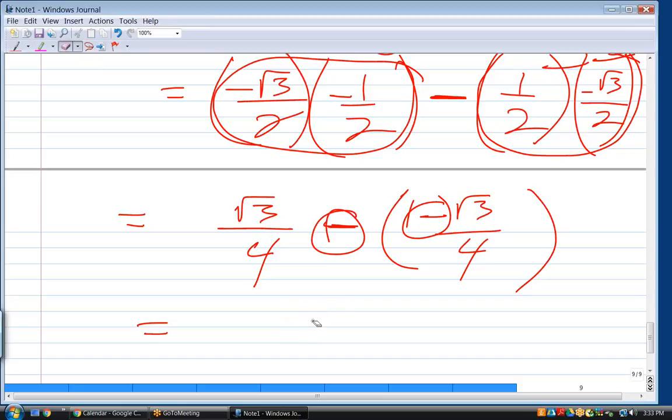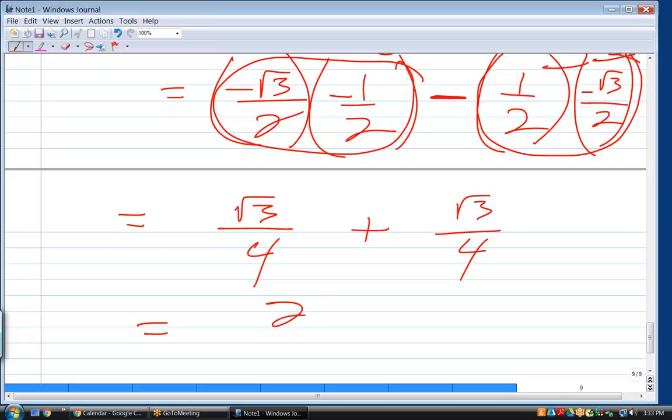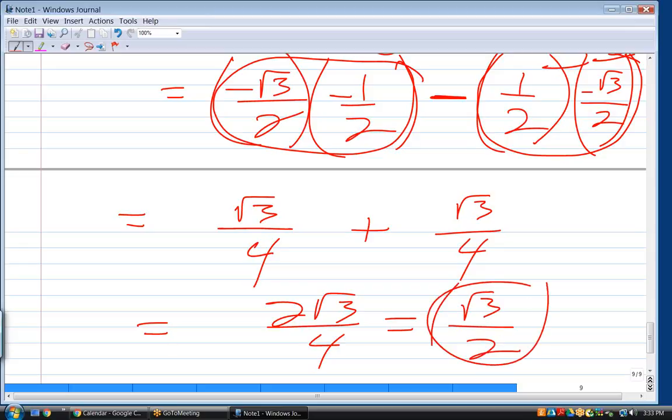Combine them. It's root 3 over 4 plus root 3 over 4. Then that would be 2 root 3 over 4. Simplify. Then that would be root 3 over 2. There you go. In other words, if you gave that answer, I'm sure you'd lose points unless it's multiple choice. You always have to simplify it. Simplified form, yeah.